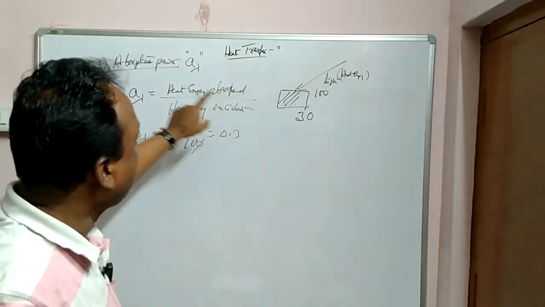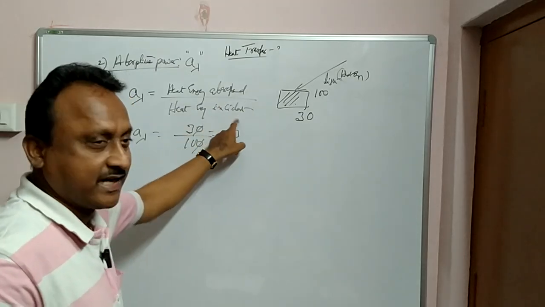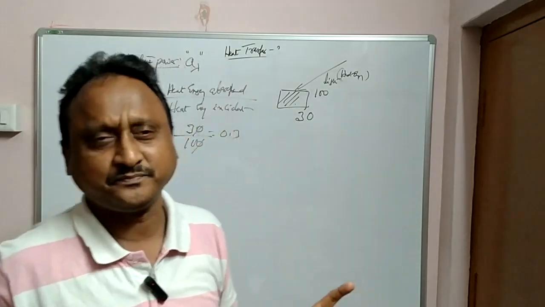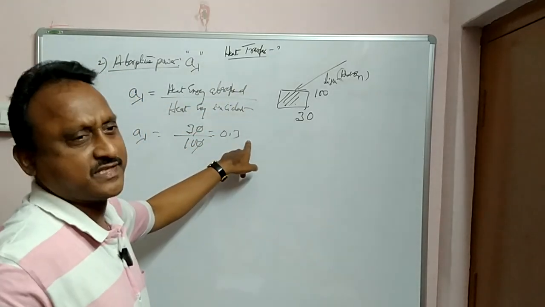Because it is the ratio of heat energy absorbed to heat energy incident, it is dimensionless and it doesn't have any units. Because it is the ratio of heat energy absorbed to that of incident.